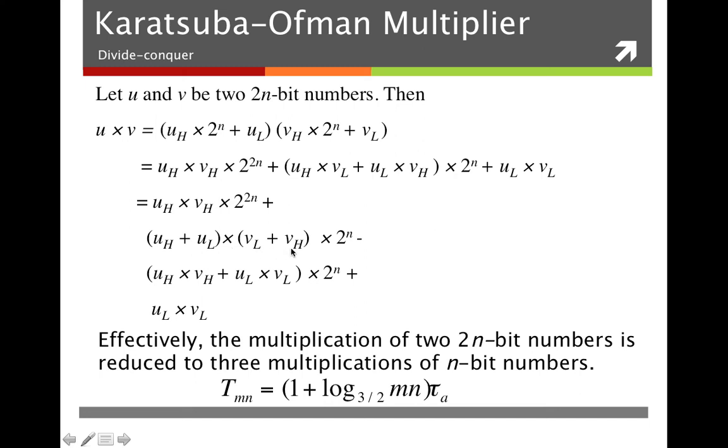That's all you need, because these terms that are also used here are already generated when in fact you multiplied UH by VH, which is the same thing as here, and when you multiplied UL by VL, and that's the same thing as it is here. So you got those in there, and therefore 3 multiplications are required.